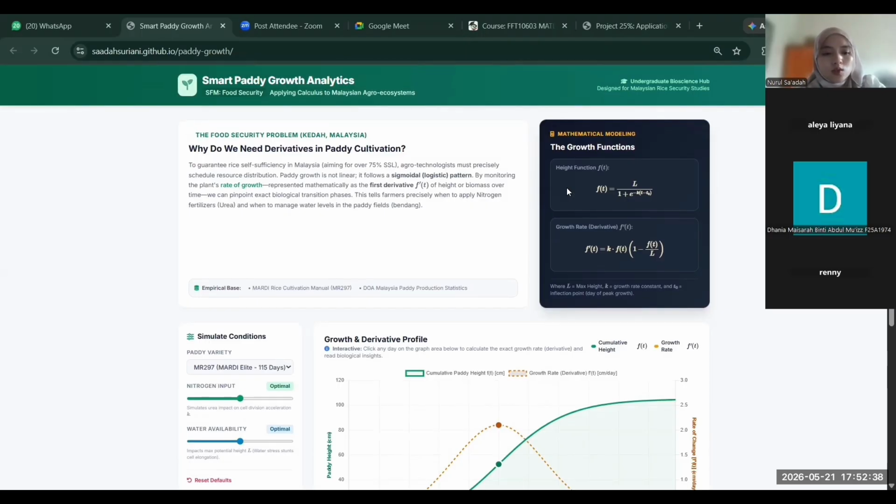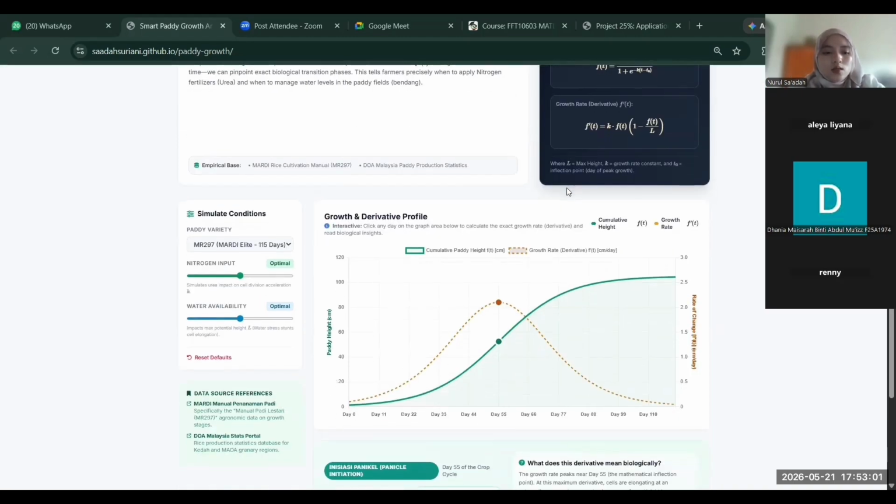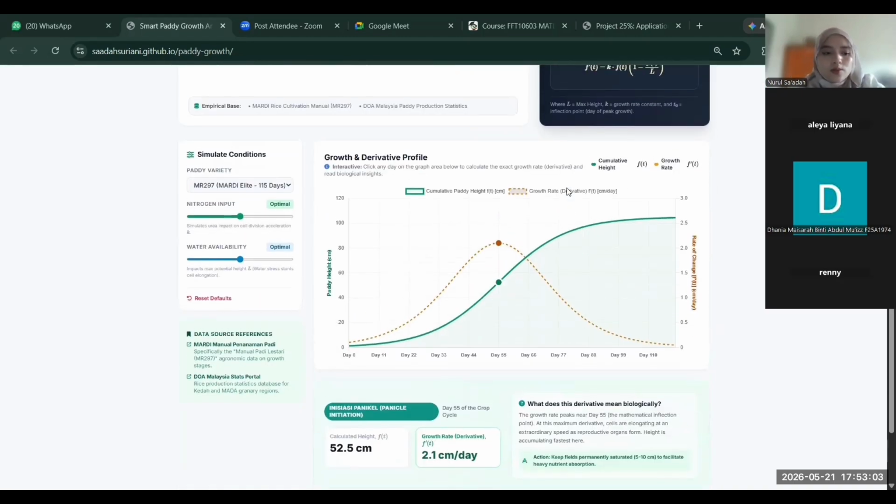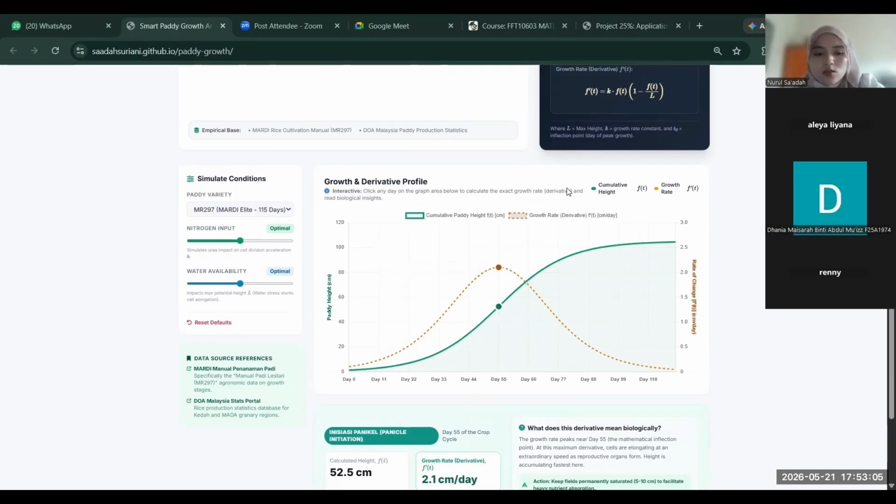Paddy plants do not grow at a steady linear pace. Instead, they follow an S-shaped logistic curve because growth rates constantly change. Farmers struggle to know the exact biological moments when the plants need resources the most, leading to potential fertilizer waste or stunted crop yields. The importance of studying this bioscience problem is to achieve national food security.